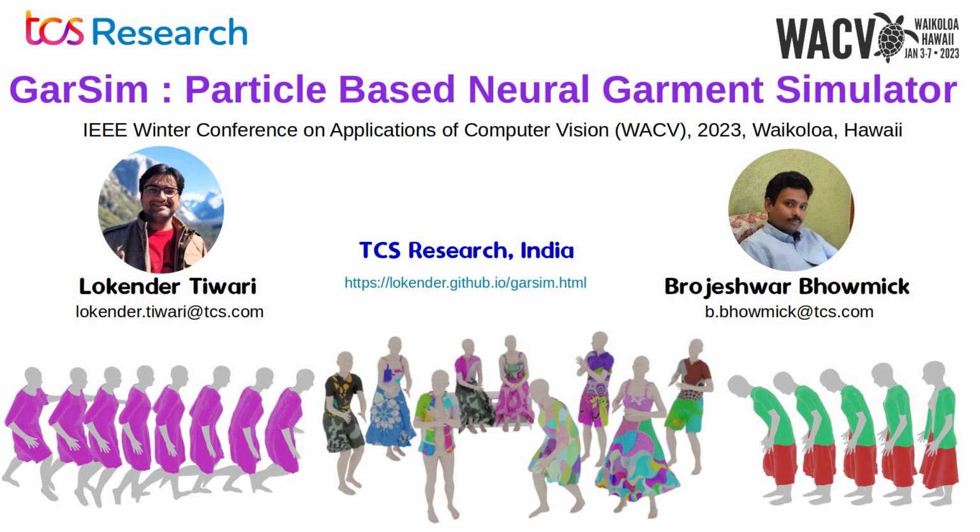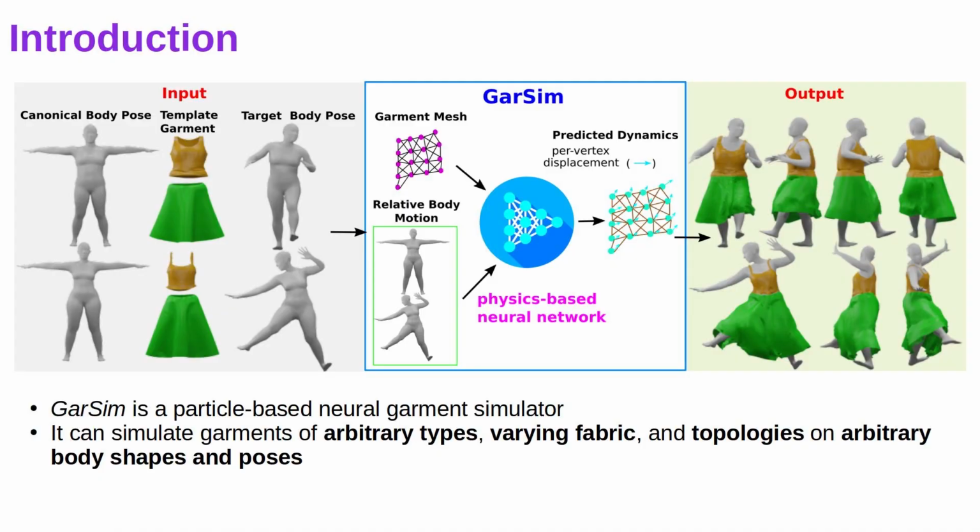Hello everyone, in this work, we present GarSim, a particle-based neural garment simulator. GarSim can simulate garments of arbitrary types, varying fabric, and topologies, on arbitrary body shapes and poses. It takes a canonical body mesh, a template garment mesh, fabric type, and the target body mesh as inputs, and produces the displacements for the garment vertices to get the final simulated garment.